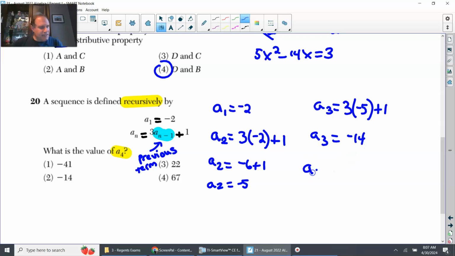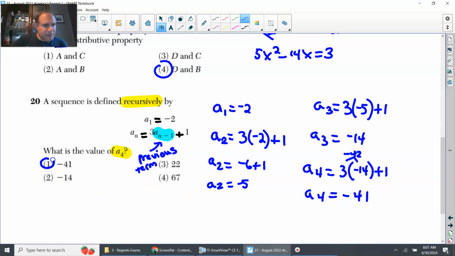Then finally we get a sub 4 equals 3 times negative 14 plus 1. So 3 times negative 14 plus 1 is negative 41, because this is negative 42, plus 1 is negative 41. Negative 41 is your answer.